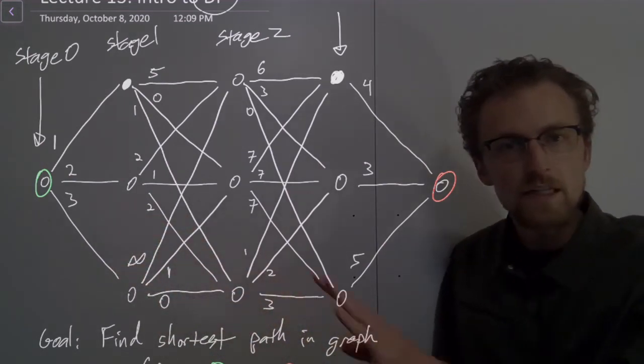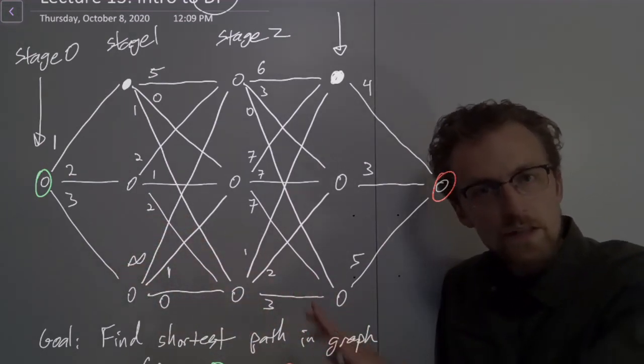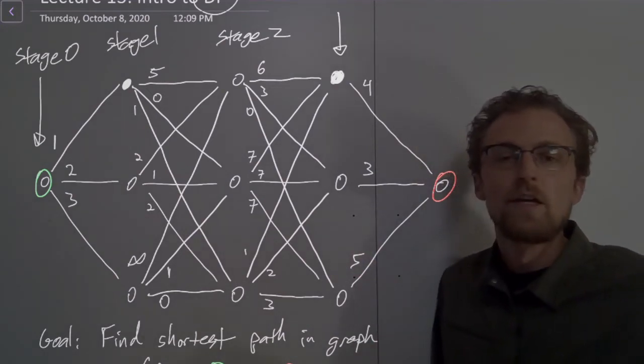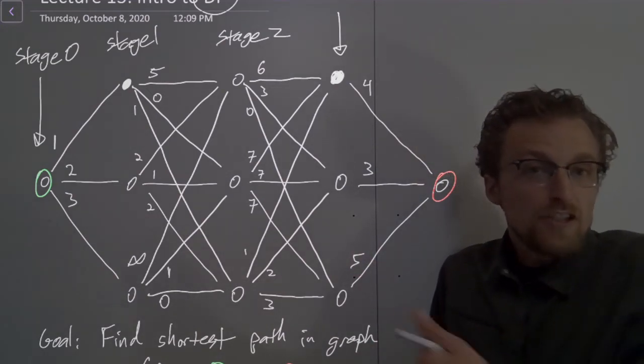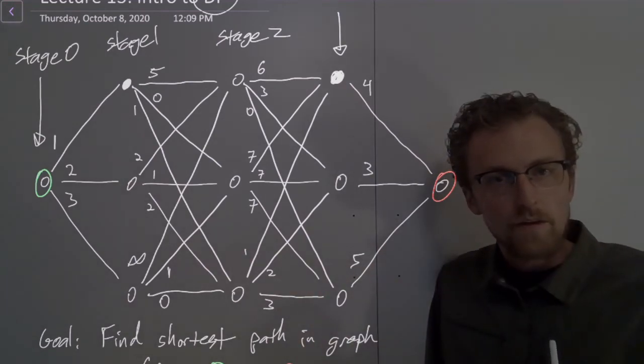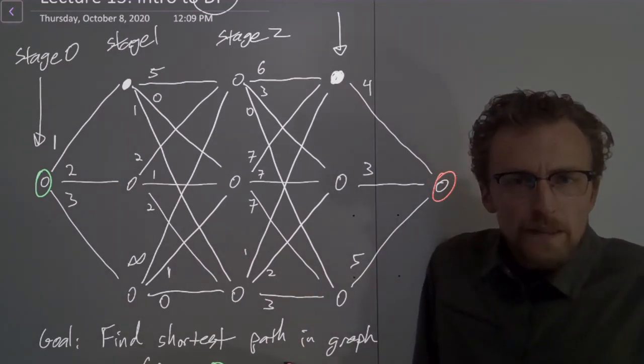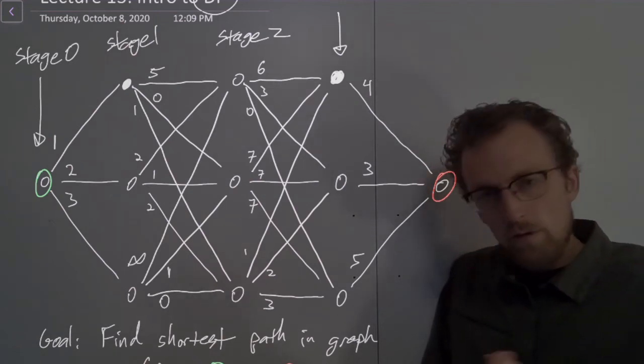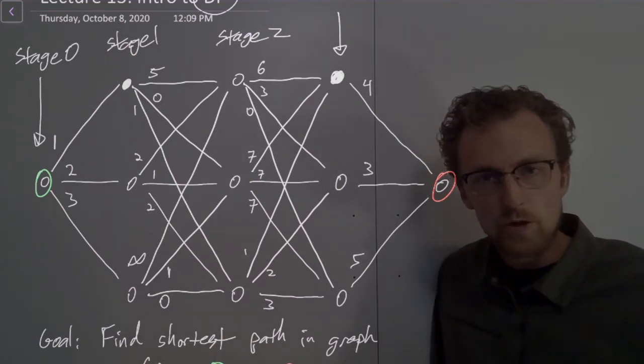Okay, so this is the full specification of the problem, and the goal is at each stage to come up with a decision that gives us a shortest path through the graph. So algorithmically speaking, how would we do this? How would we actually come up with a shortest path?